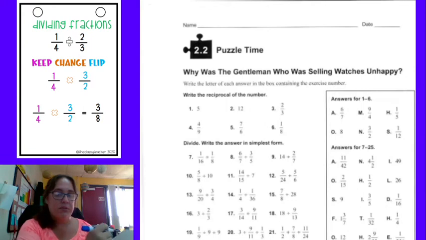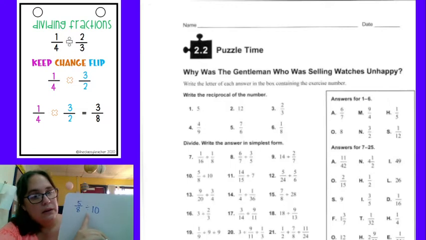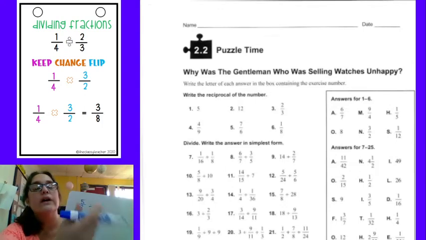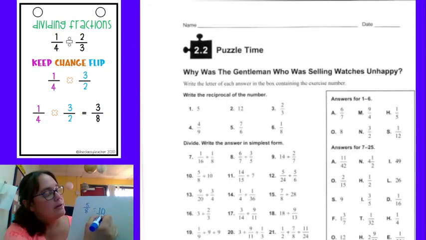All right, we're on number 10. You've got 5/8 divided by 10. Look at the rules above. We can't multiply by the reciprocal here because this is not yet a fraction. So we've got to deal with this. This is the same as 10 over 1.